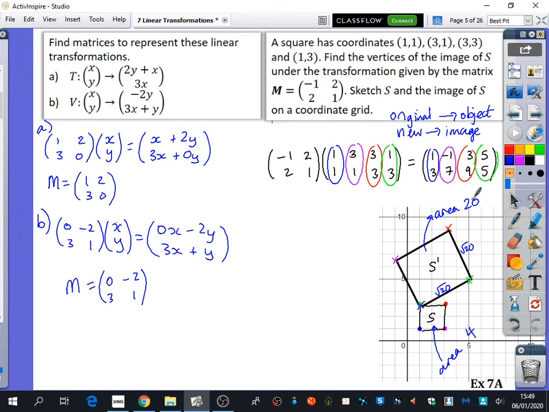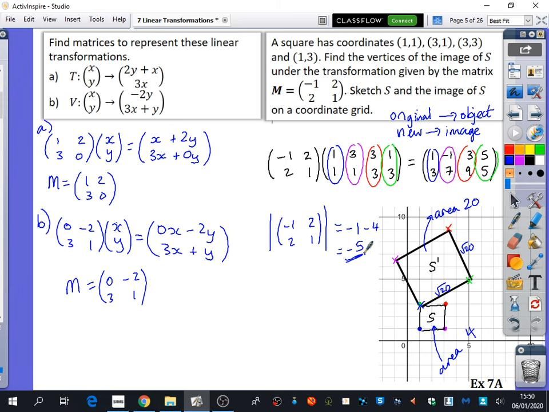Okay, predictions. What's the determinant going to be? 5. Let's see if the determinant of this is 5. So we're going to do the determinant of this. Is it 5? So you've got minus 1, minus 4, which is minus 5. So it's the magnitude of the determinant that will scale the area.